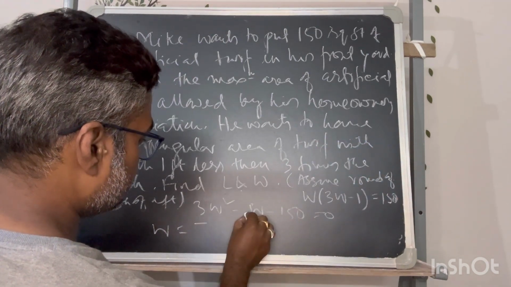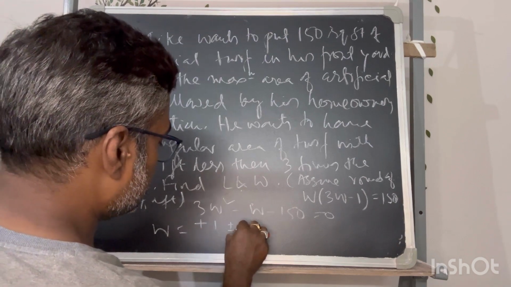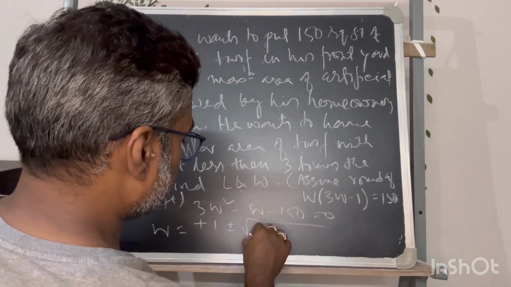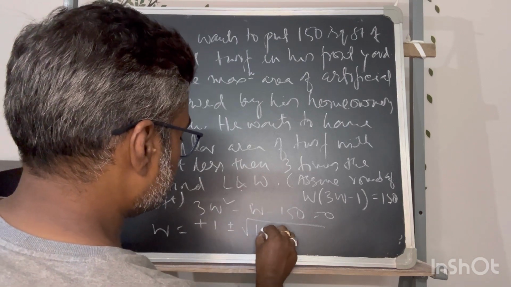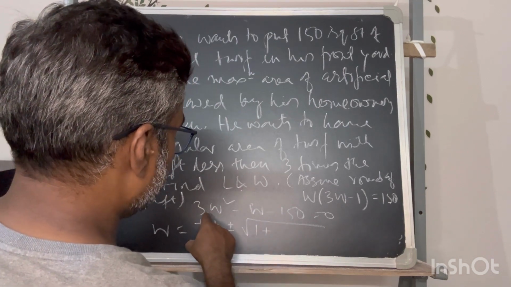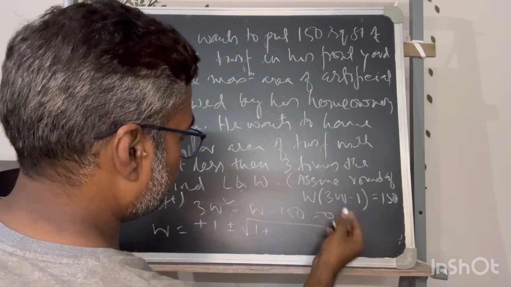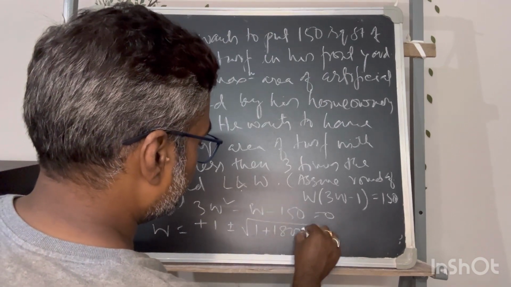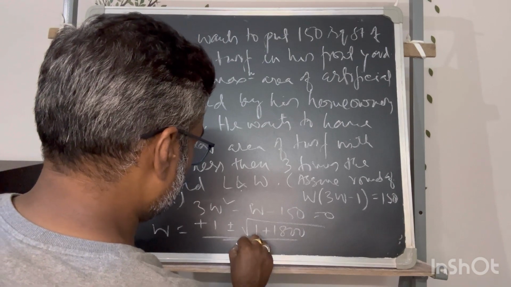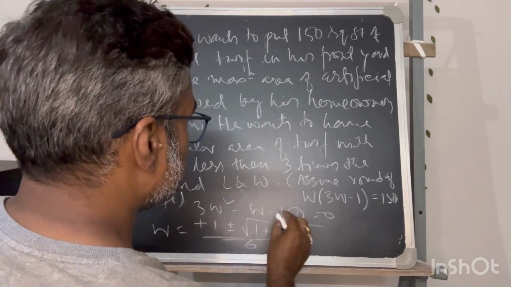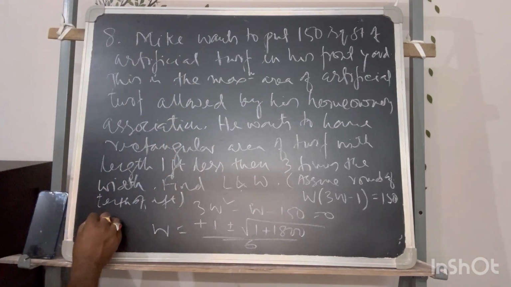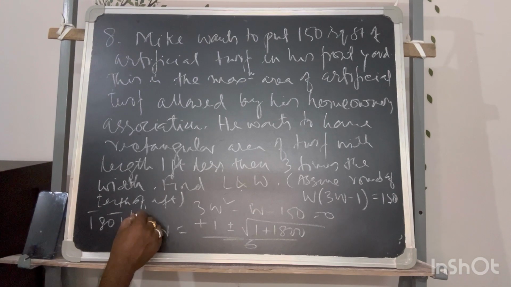Minus b means minus into minus 1, plus 1, plus minus the square root of b square, 1 square minus 4ac, that means minus minus is plus, this will be plus 4ac, this into this 450 into 4 is 1800. Okay, divided by 2 into a, that means 6. So this is not a perfect square, so if you do the square root, you have to do approximation.